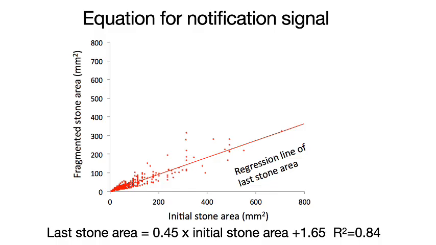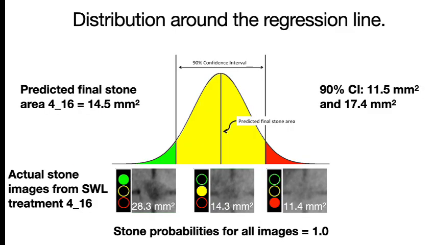So, what you're saying is that it's possible to predict the area of the stone at the end of the shockwave treatments? Yes. If you know the size of the initial stone, you can predict the stone's area at the end of the treatment. The initial stone size is well known before the treatment, based on the KUB X-ray taken beforehand. Shown here is the distribution around the regression line.